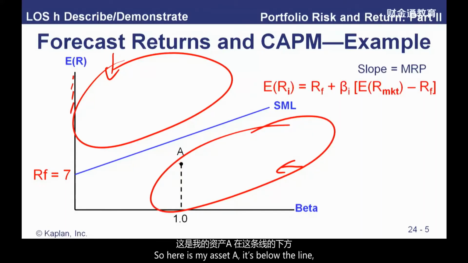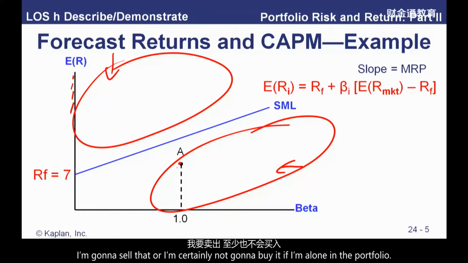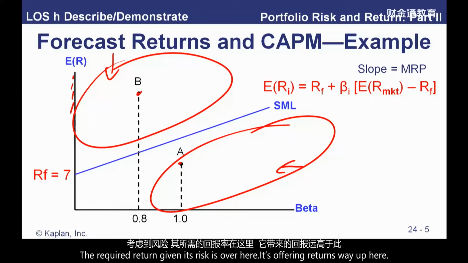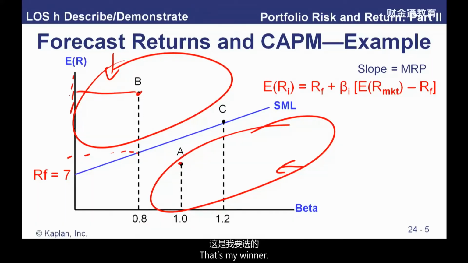So here is my asset A. It's below the line. I'm going to sell that, or I'm certainly not going to buy it if I'm in a long-only portfolio. Here's B. Well, it offers lots of return. The required return, given its risk, is over here. It's offering returns way up here. That's my winner. And then C is exactly appropriately priced.